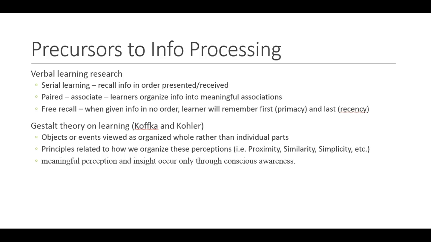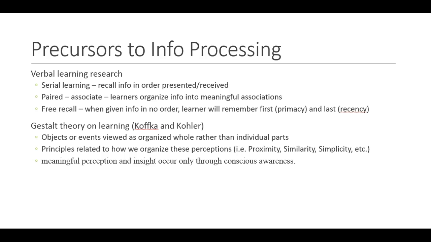So there are some precursors to contemporary information processing theories that I'll just briefly mention. The first is the verbal learning theories or research, and that was really research geared at how does memory work. And so what they found in terms of how we learn verbally, they focused on three things: serial learning, and they found that people tend to recall verbal messages in the order that they were presented or received. So if I give you a list of 5 things that I want you to remember, you'll tend to recall them in the order presented.